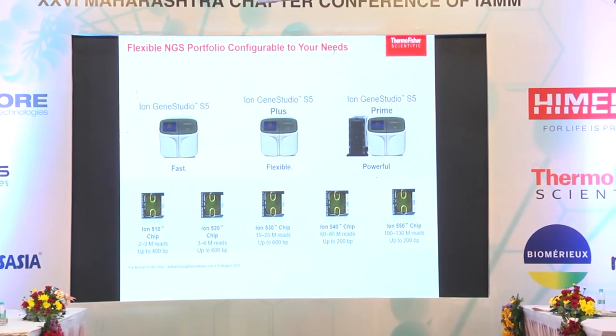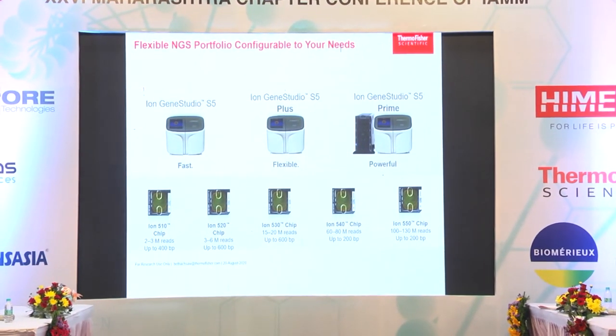And the GeneStudio S5 Prime is very fast, because as you see, it has a standalone server with the instrument. You also have the flexibility to run different types of samples on the chip as per your requirement. We have chips from 510 to 550. The 550 chip is capable of running 130 samples in a go on one chip. You can run 2 chips simultaneously on this instrument.